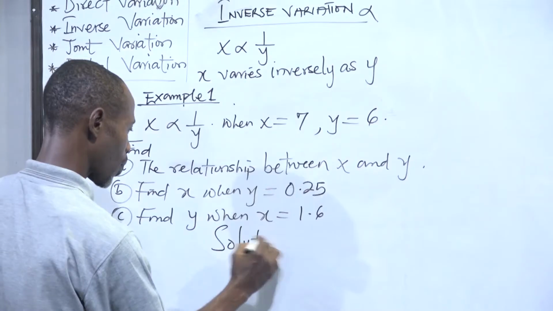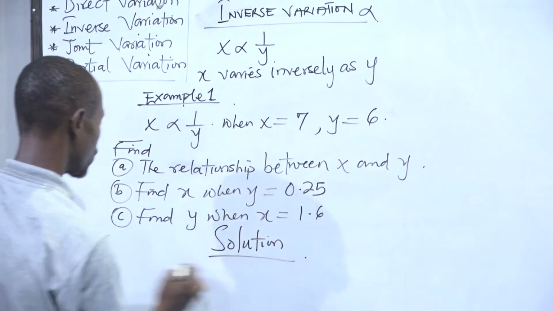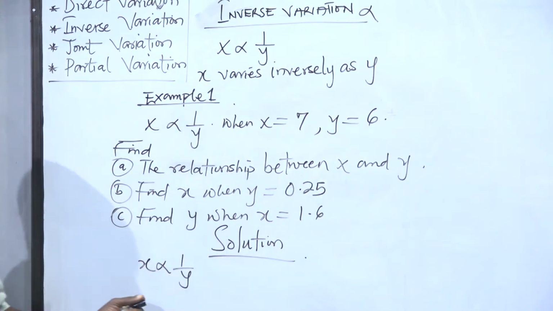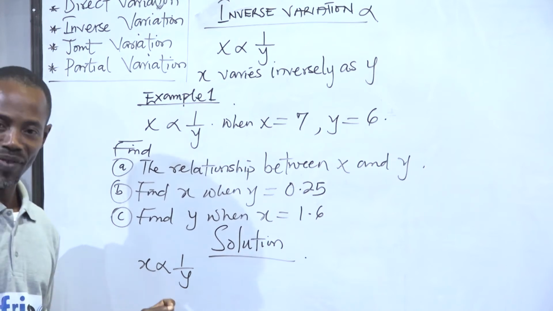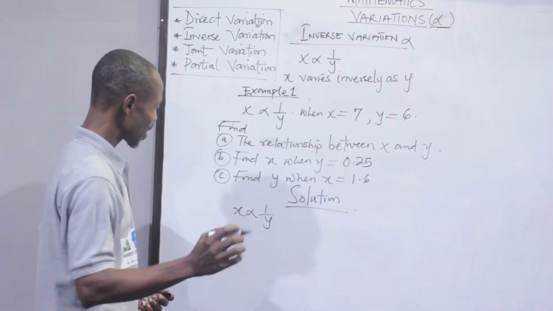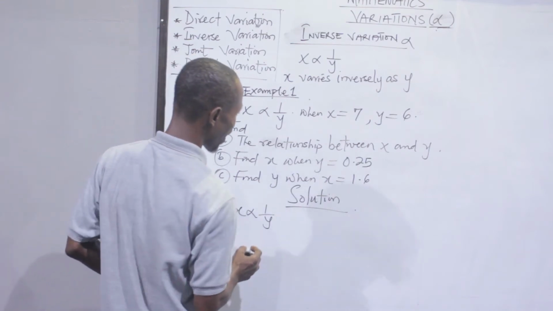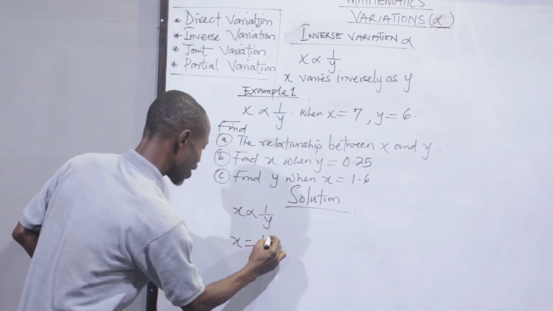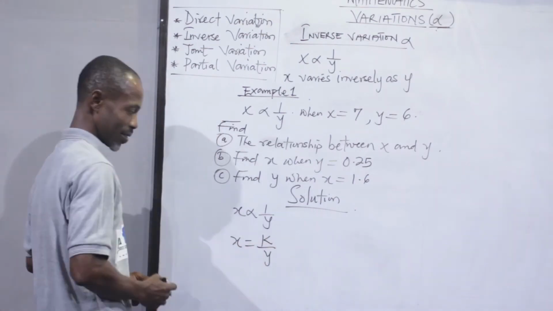Now, shall we? Solution. Having this, we could say X varies directly as, or inversely. Watch even my language, I almost said it. X varies inversely as Y, not directly as. So don't make that statement. Now, X varies inversely as Y. You know the next thing. X equals K over Y.